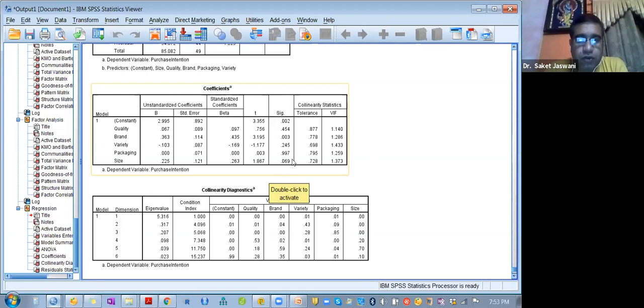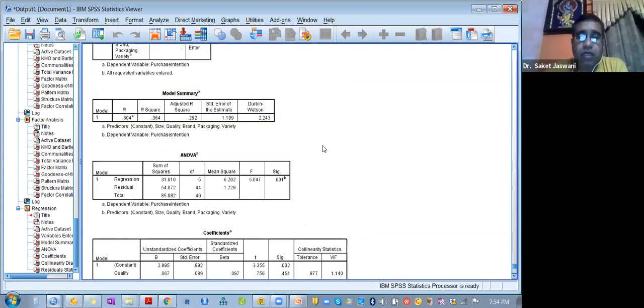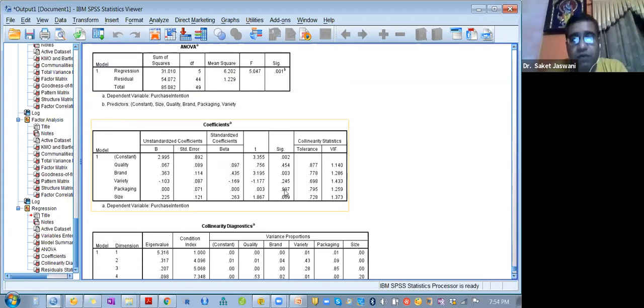In this case, out of 5, only brand is the independent variable which has a significant impact on purchase intention, because it is less than 0.05. The rest are all greater than 0.05: quality 0.454, variety 0.245, then 0.997 and 0.069. It means in our model of 5 independent variables, only brand is affecting purchase intention. That's why our R square is low and Durbin-Watson is also not good, because we have considered 4 variables which are not affecting. So quality does not affect, variety does not affect, packaging does not affect, and size does not affect. Only brand affects in that particular location.